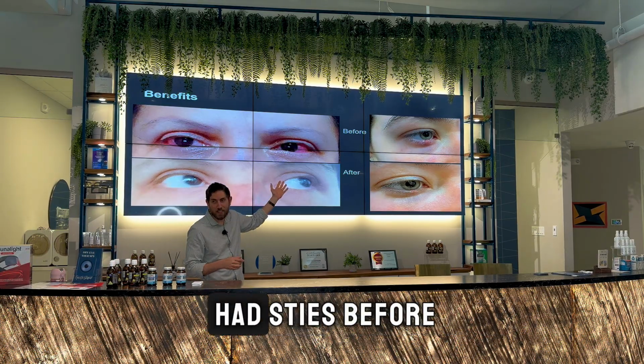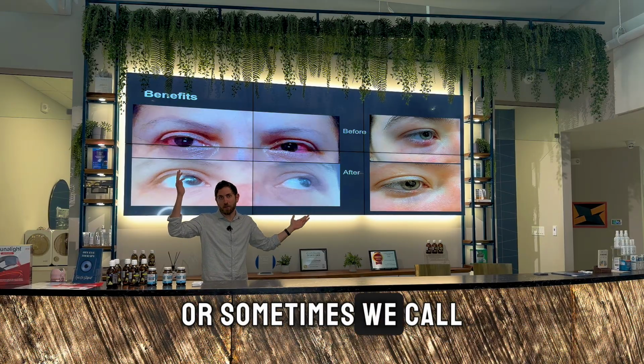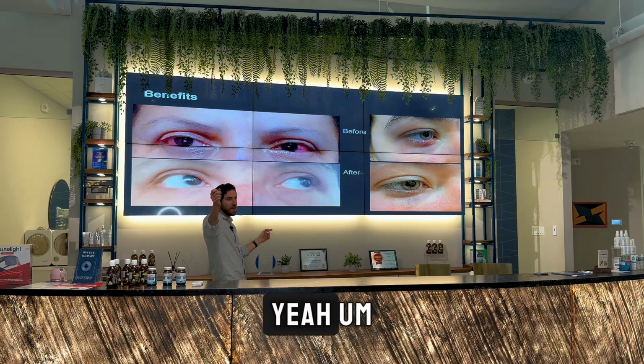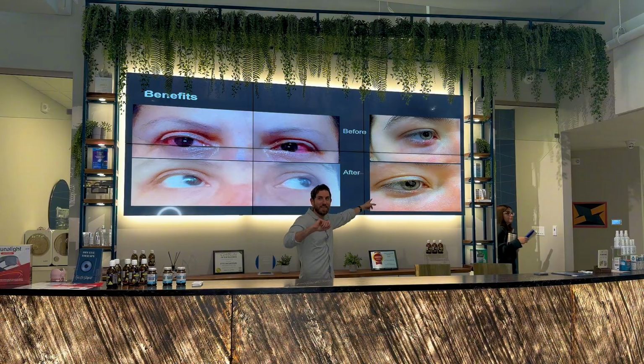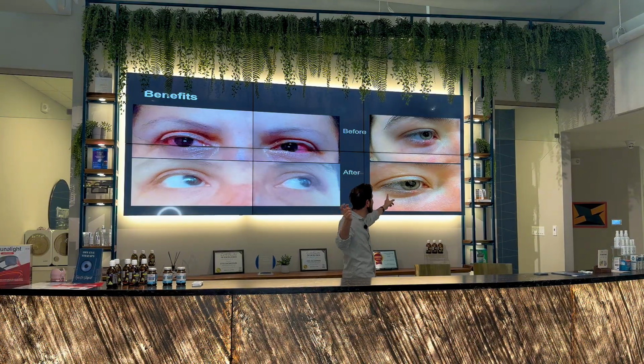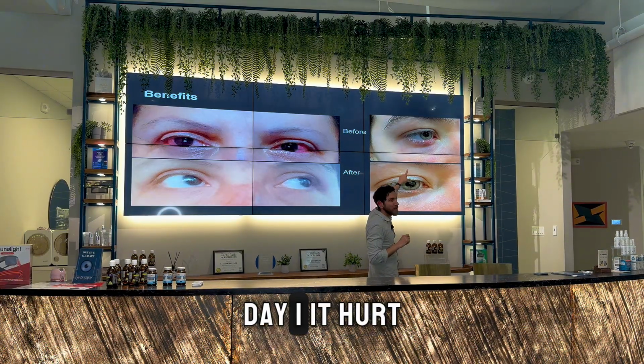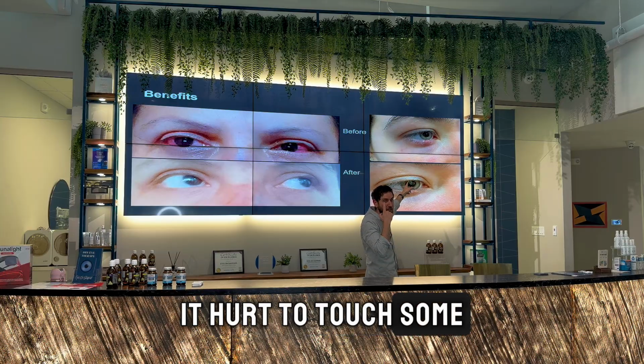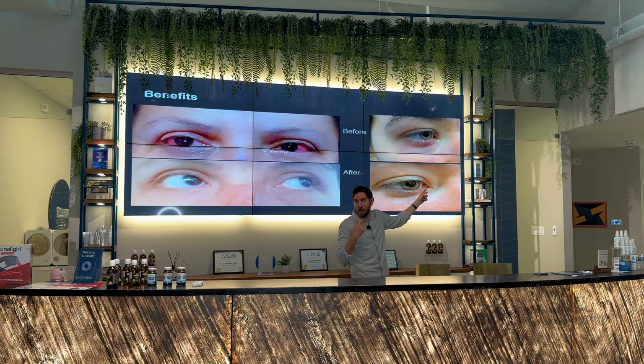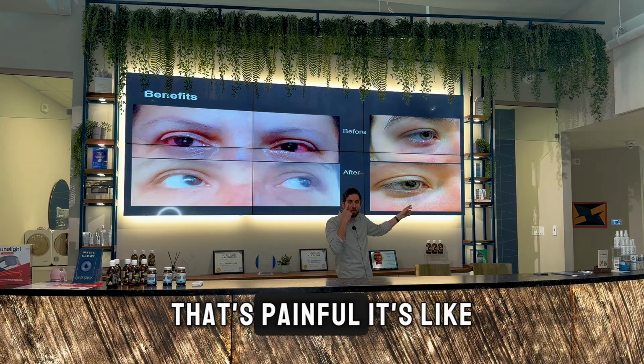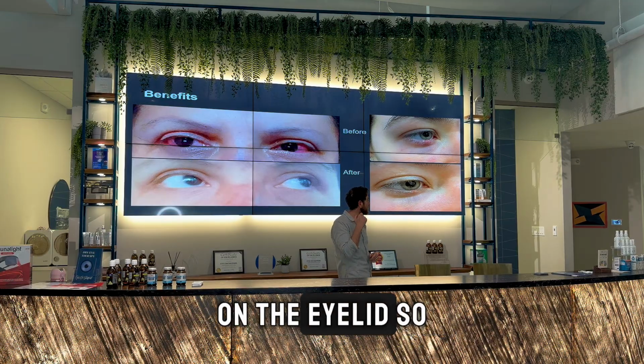Over here, I'm sure you've all had styes before. Raise your hand if you had a stye, or sometimes we call them chalazions. Boom, right there, yeah. This is her. That's Nicole. Day one, it hurt. It hurt to touch. They're inflammatory and they're infected. You touch on it, it's like, oh, that's painful. It's like a bruise on the eye, on the eyelid.